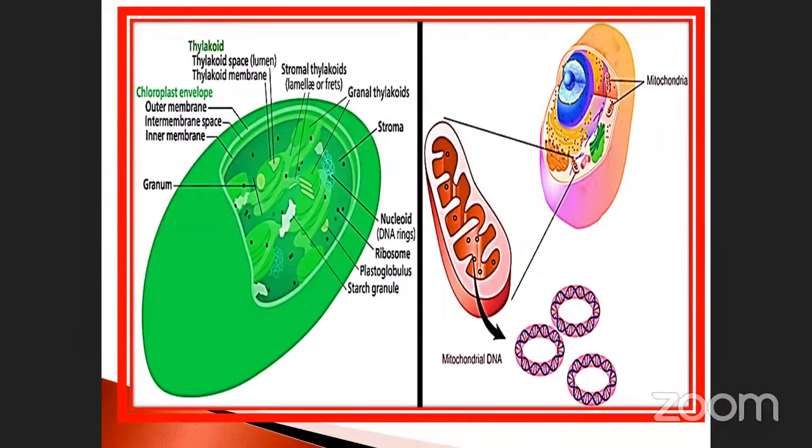This is the mitochondria. Already we saw it, isn't it? Likewise, this is also present outside the nucleus. It is not present inside the nucleus. It is outside the nucleus. That is called the cytoplasm. So this is also present in the plant cell.